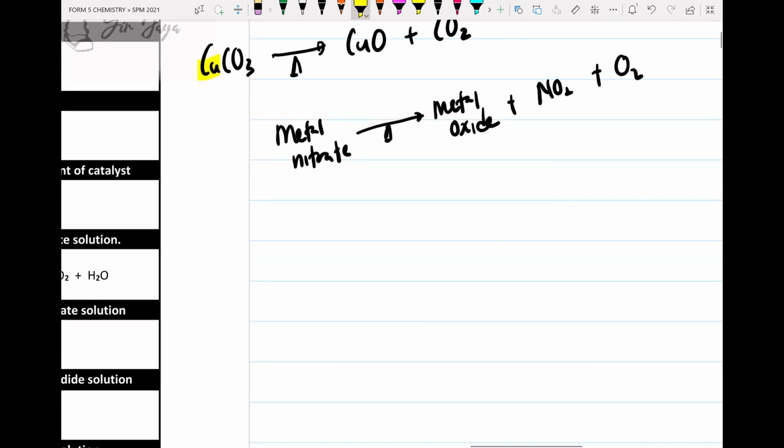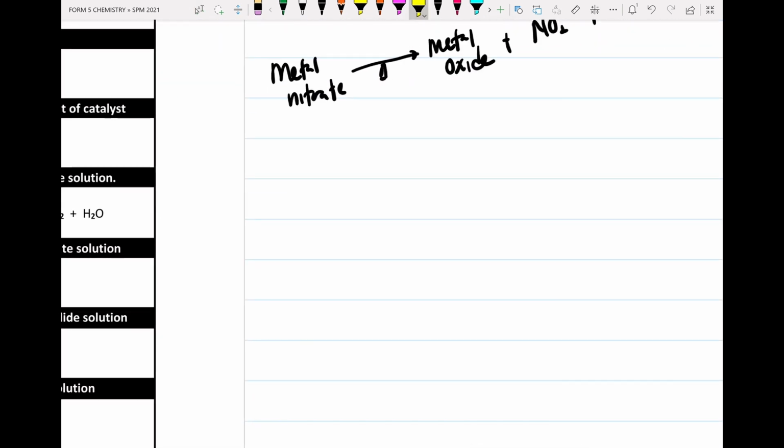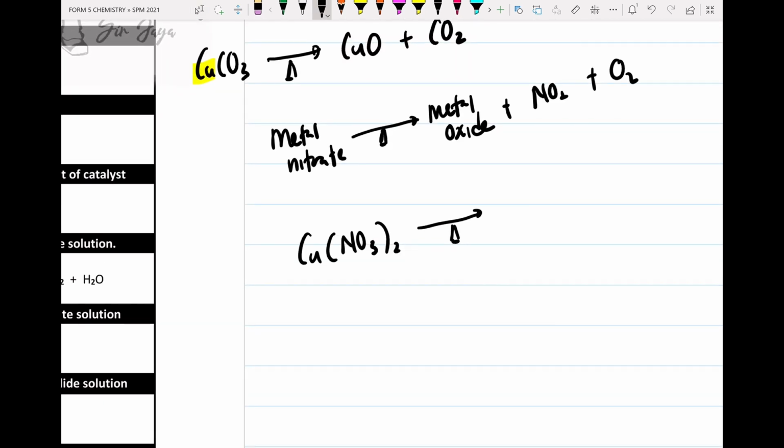We do another example. I don't know how to do this one, so we try to check together. Copper 2 nitrate. When we take copper 2 nitrate heated strongly, we will get how many products? The metal that is used here is copper 2 ion. So the products will be copper 2 oxide, nitrogen dioxide, and oxygen.